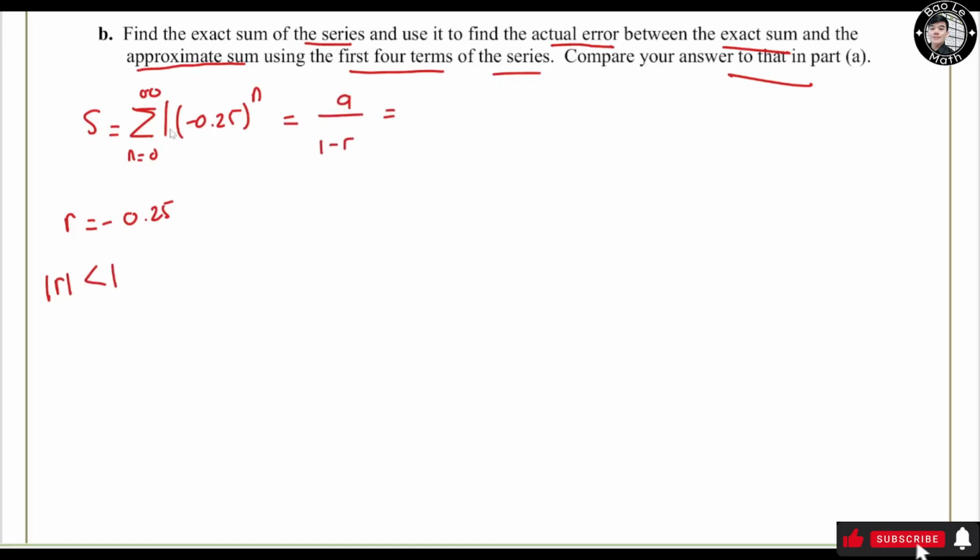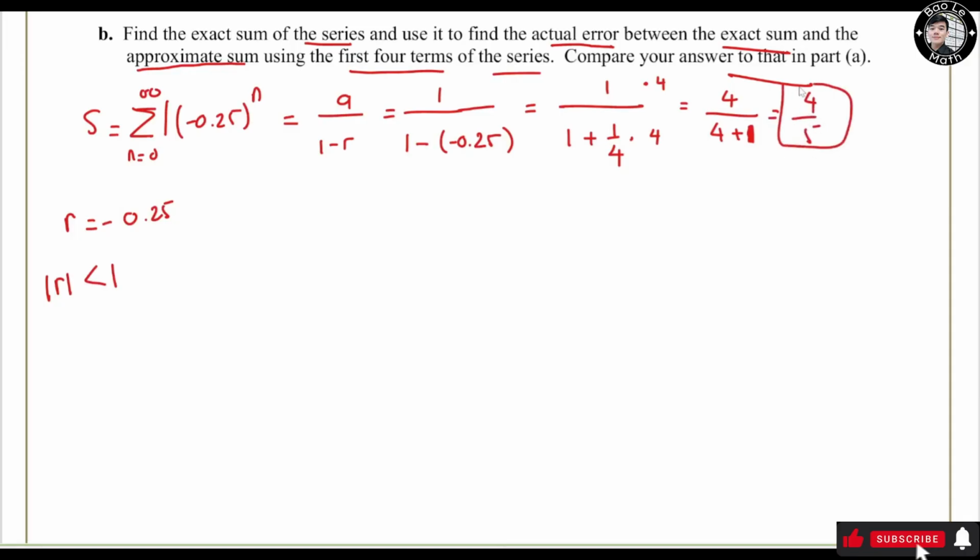And it's going to be a over 1 minus r, right? A equals 1 right here. 1 over 1 minus negative 0.25, right? And then it's going to be 1 over 1 plus 1 over 4, right? Multiply the top and bottom by 4. So we have 4 over 4 plus 1, it's gonna be 4 over 5, right?